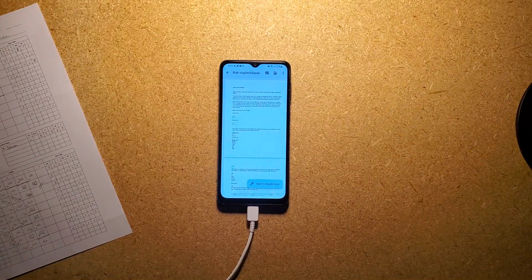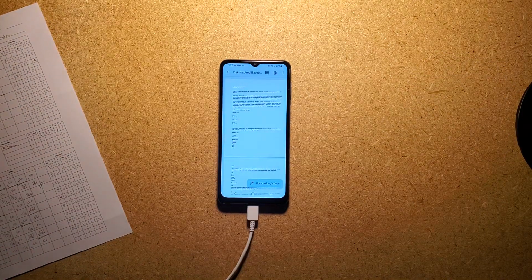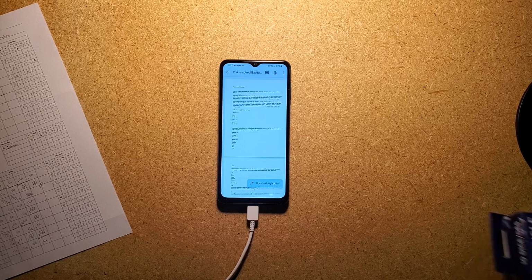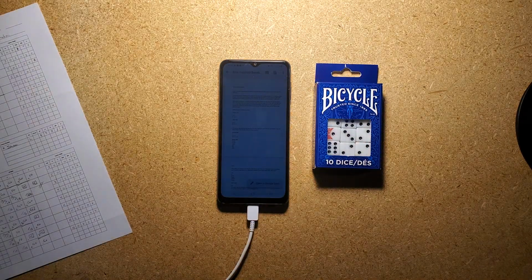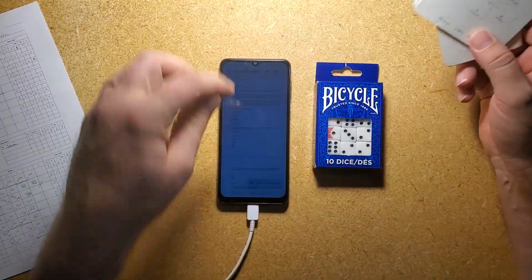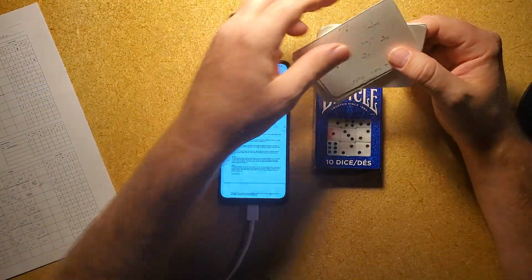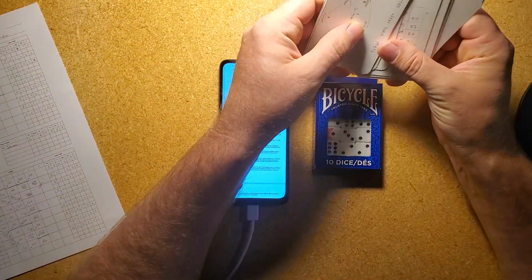So let me show you the cards that I came up with. Let's see if I can find them. So basically, I'm just using D6 dice. Okay. So this is sort of the roadmap that I have.